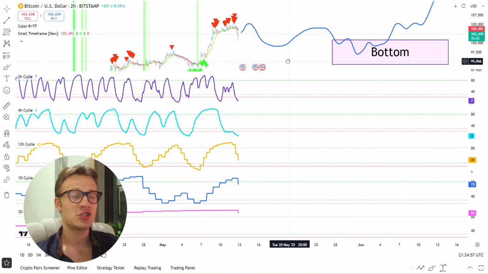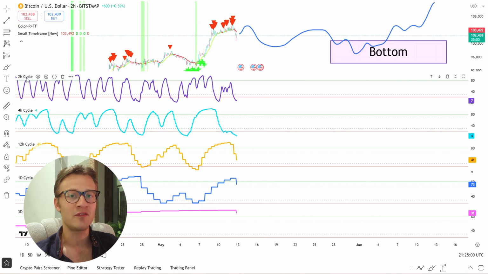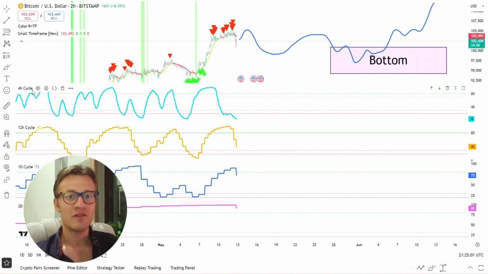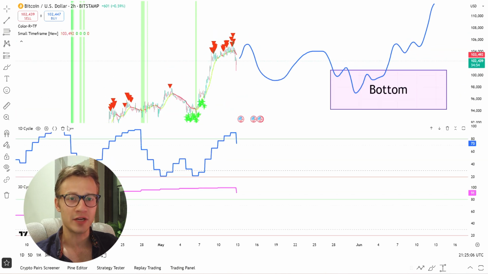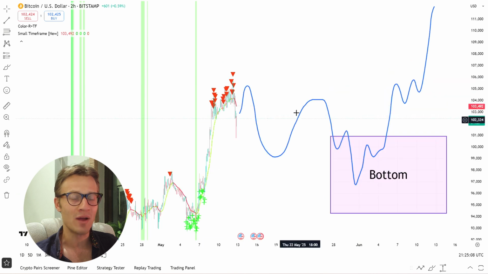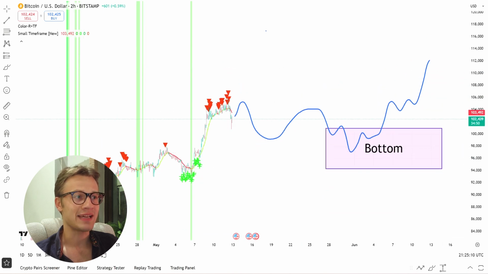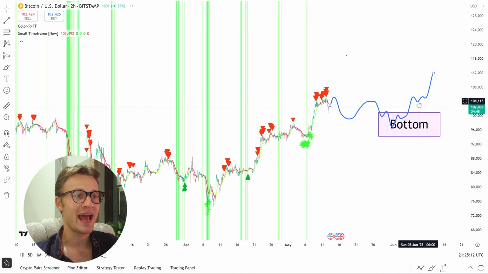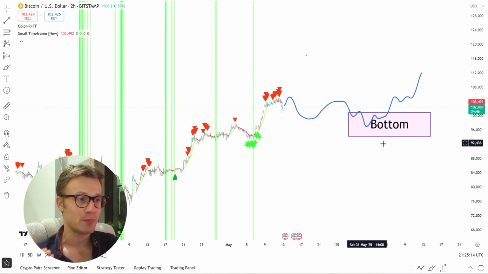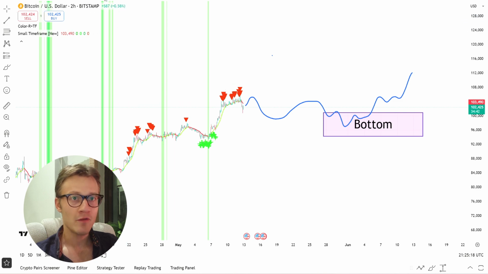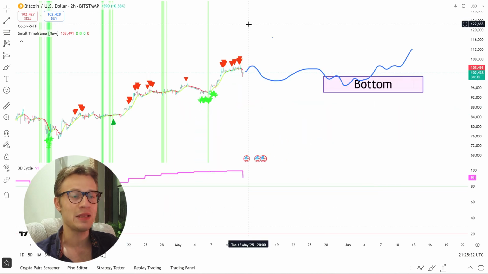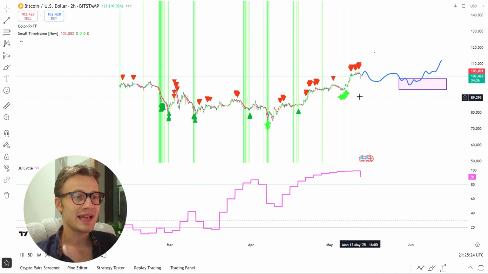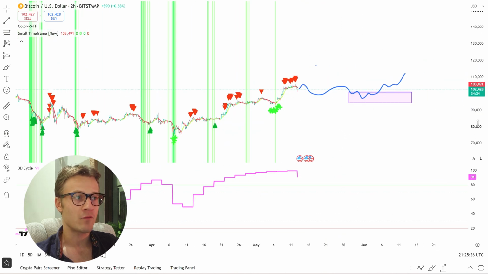Guys, I want you to take a look at what I have here at the bottom of the chart. I'm going to remove every single cycle right now, and we're going to add them one by one to understand how each cycle implies the price action, and how, using cycles, I was able to predict this upcoming bottom of Bitcoin. First of all, I want to add the 3-day cycle indicator, which we already discussed in the previous video, which shows the midterm performance for Bitcoin.